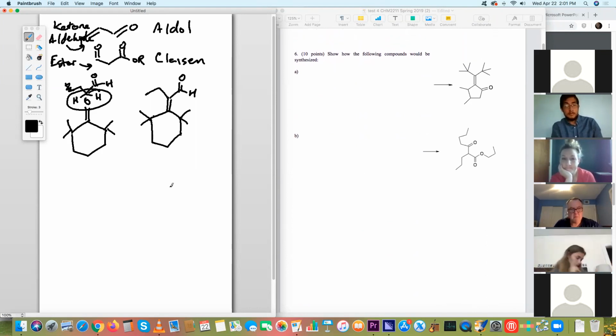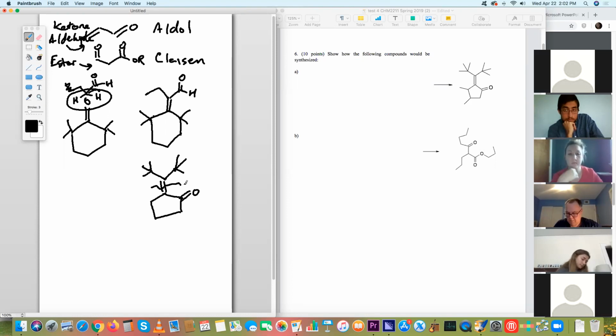So let's take a look at what we've got here. We've got this. This is also a cross-aldol that we're dealing with, because we've got these 2 different things here. So what you'll do is just split that double bond there, and you know that one side's going to get a double bond O, and one side's going to get 2 hydrogens.